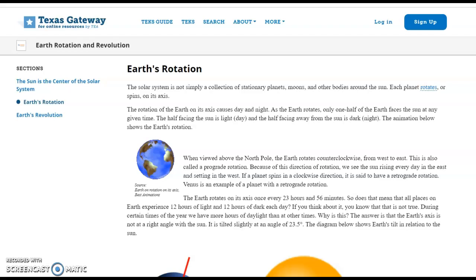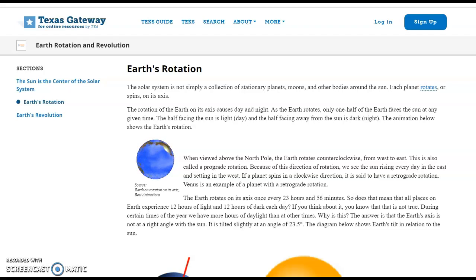Because of this direction of rotation, we see the sun rising every day in the east and setting in the west. If a planet spins in a clockwise direction, it is said to have a retrograde rotation. Venus is an example of a planet with a retrograde rotation. The Earth rotates on its axis once every 23 hours and 56 minutes.